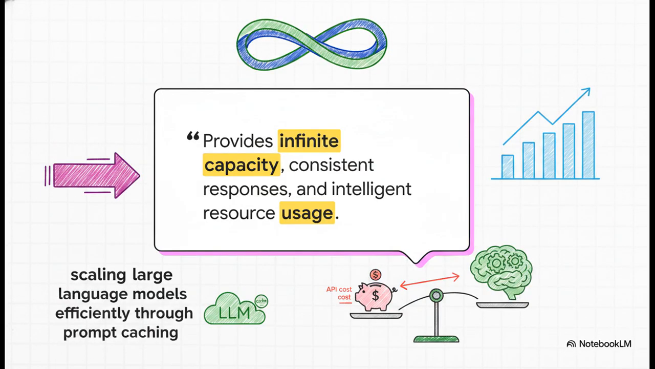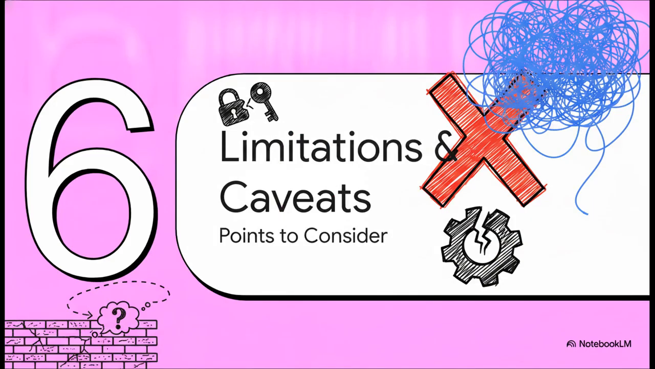The sheer advantage here is just massive. It provides infinite capacity, consistent responses, and intelligent resource usage. You are dramatically cutting those API costs we talked about at the very beginning, while simultaneously supercharging the user experience. You're essentially reserving your actual, heavy compute resources for the complex, varied queries that really need them. Finally, Section 6, Limitations and Key Caveats.